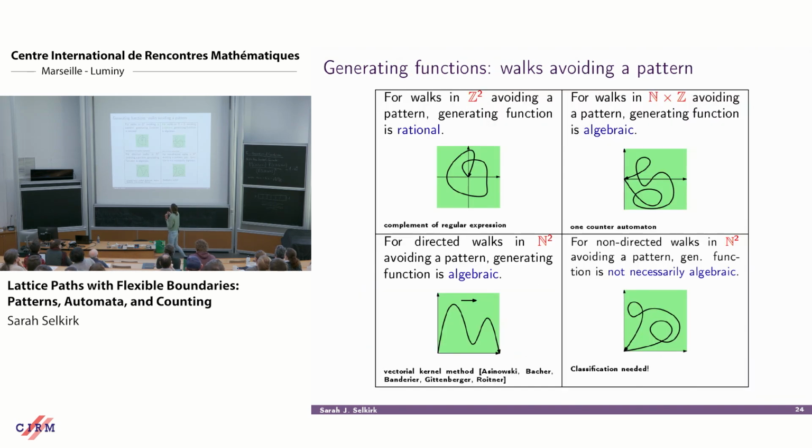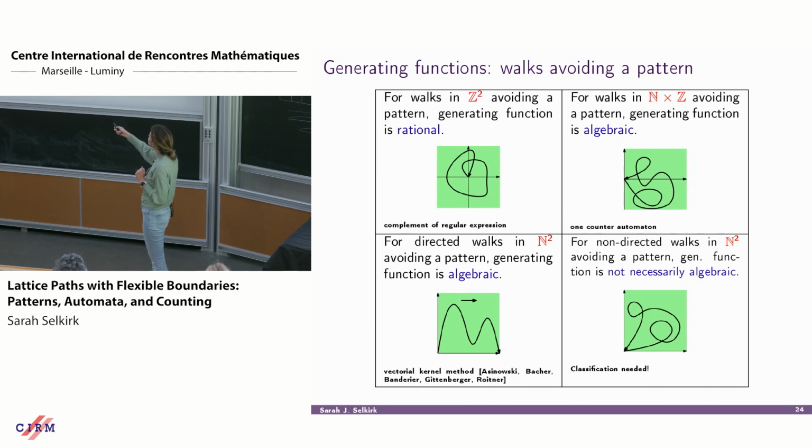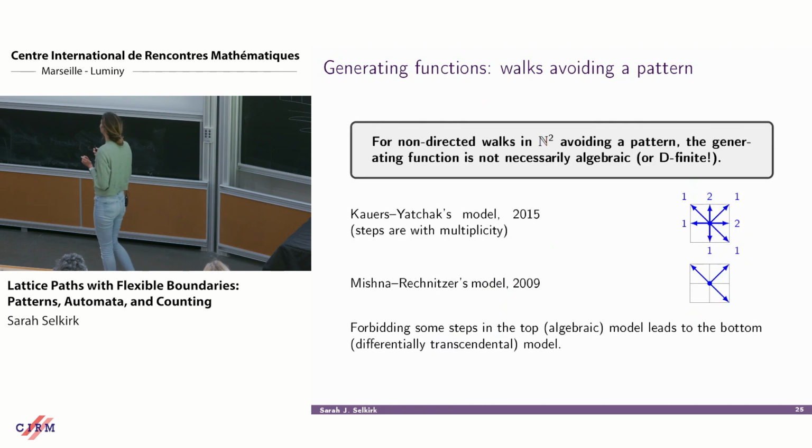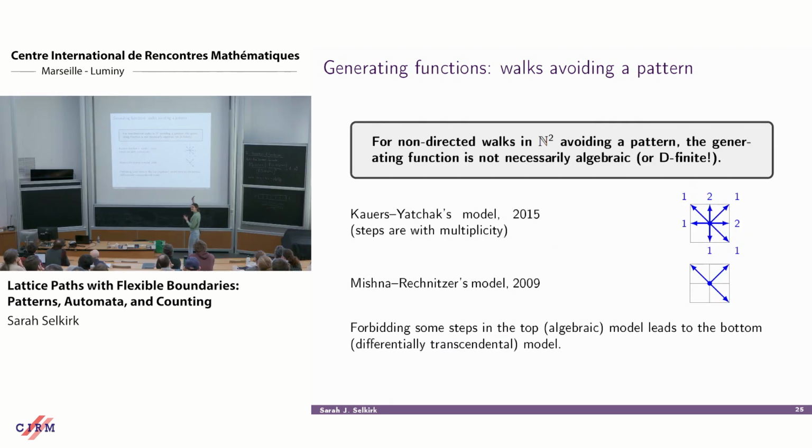So maybe just to point out, as I already said verbally before, I'll quickly go through it. We already said that there are cases where we have rational generating functions, algebraic for patterns, and now we need to find some classification for what's happening for patterns in the quarter plane. So now to the yes, it can always get worse.